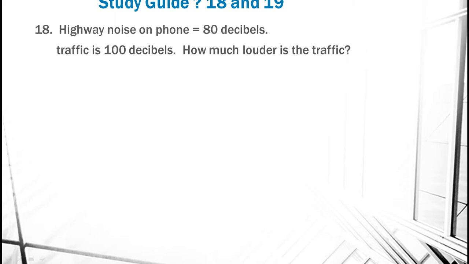Highway noise. Okay, this is number 18 and 19. Apparently, of the study guide, I have a question mark up there. I'm not sure where I got these problems. If they are part of your study guide, voila, here I'm giving you a little head start on them, right? Highway noise, on the phone, weird, is 80 decibels. Traffic is 100 decibels. How much larger is the traffic? Can you guess real quick?